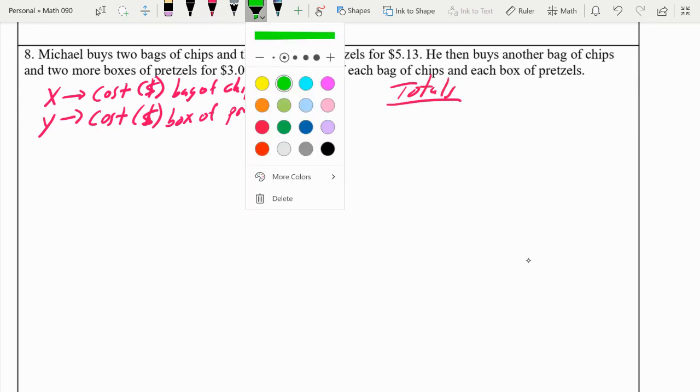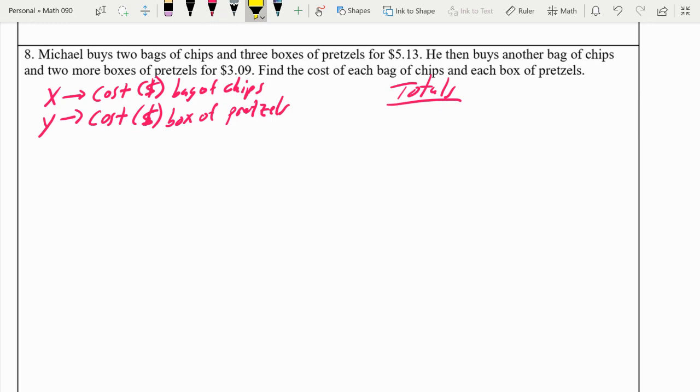Now that we know what the variables are, are there any totals here? Yes, there's a total of 5.13. So I know some totals: $5.13, $3.09. All right, now let's go back and figure out what they're asking. So Michael buys 2 bags of chips, 3 boxes of pretzels. He spends $5.13. He then buys another bag of chips and 2 more boxes of pretzels for $3.09.